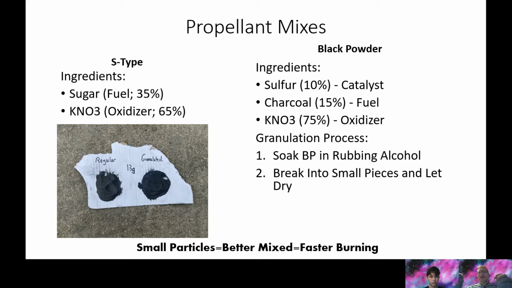Black powder burns faster than S-type, but actually granulated black powder burns even faster than both of those. Now, to make granulated black powder, you need to soak black powder in rubbing alcohol to more thoroughly mix the ingredients: sulfur, charcoal, and potassium nitrate. Then you break that into small pieces and let it dry. As a general rule for propellant mixes, the smaller the particles of the propellant and the better mixed it is, the faster it's going to burn and produce more thrust.